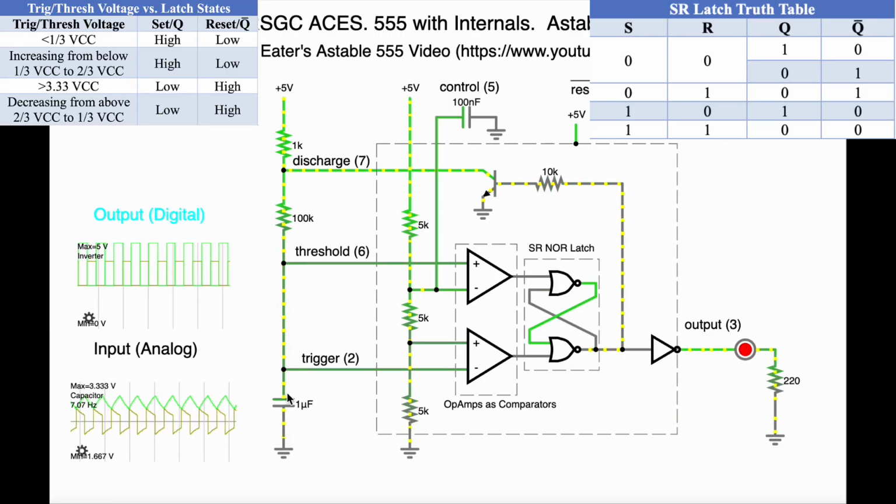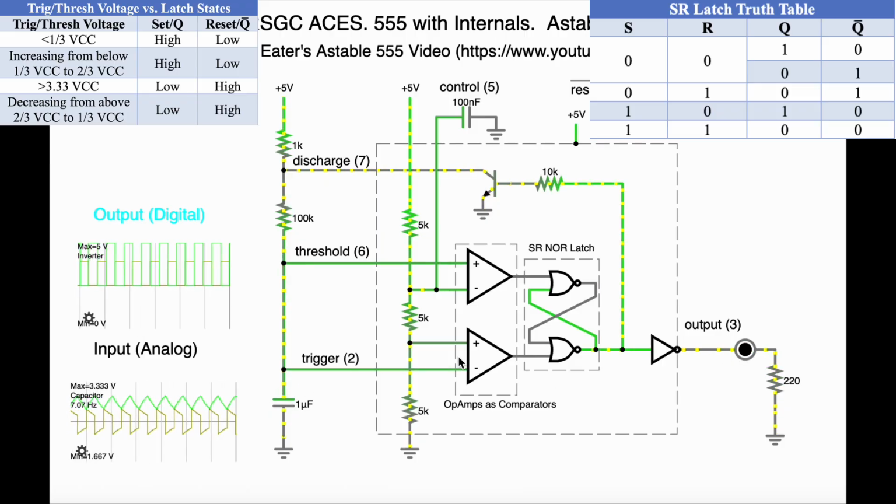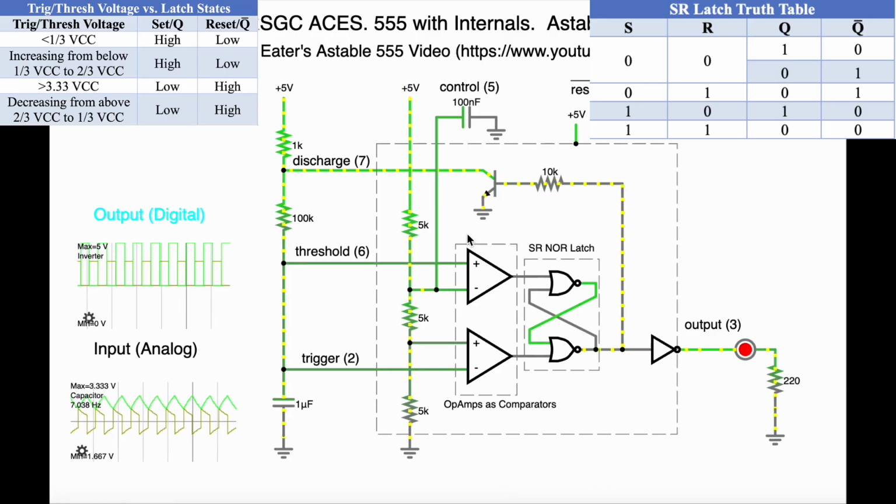While the capacitor voltage is below 1/3 VCC, the trigger comparator sets the SR latch, keeping the output high and the LED on. As C1 exceeds 1/3 VCC, the trigger comparator goes low, but the latch holds the output high. When C1 reaches 2/3 VCC, the threshold comparator resets the latch, turning the LED off and activating the discharge transistor to discharge C1 through R2.